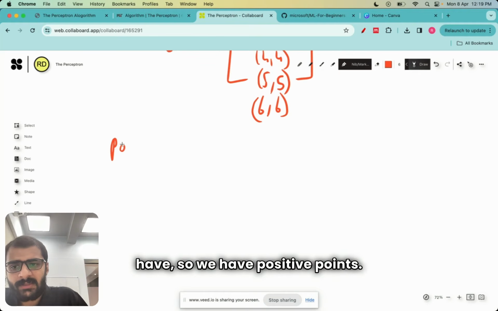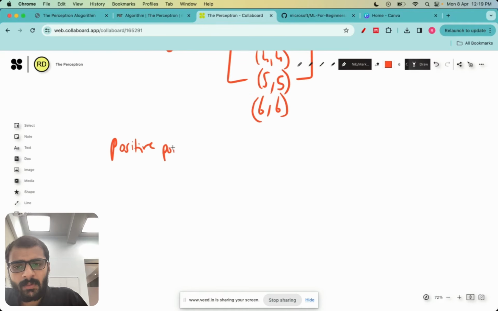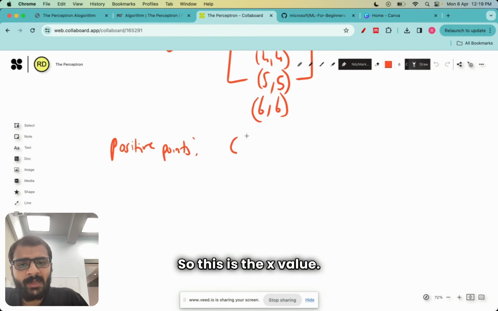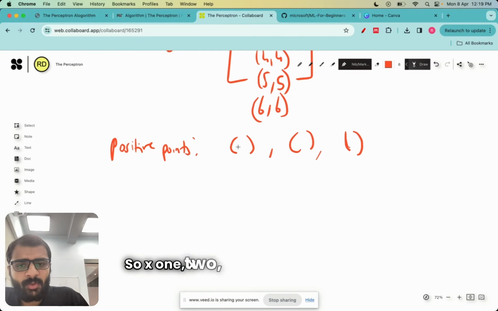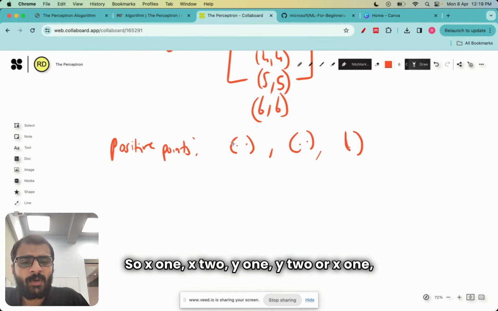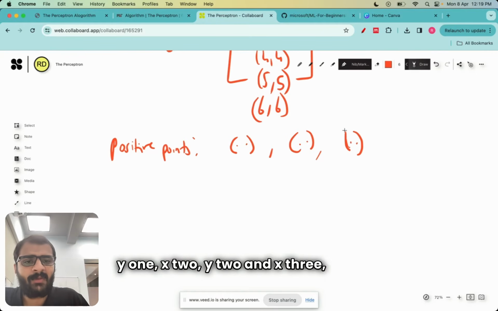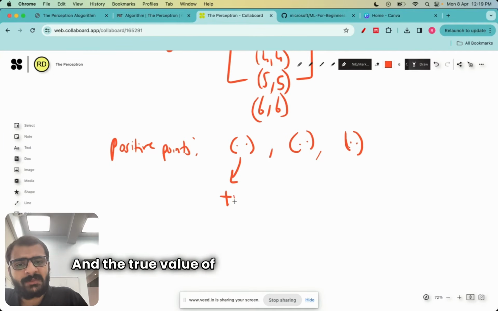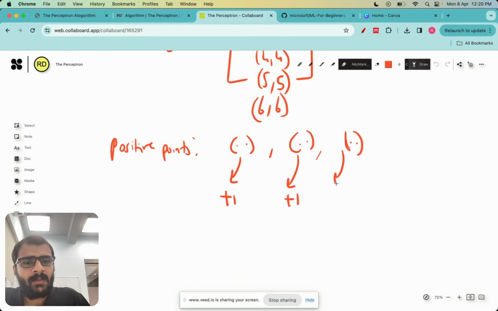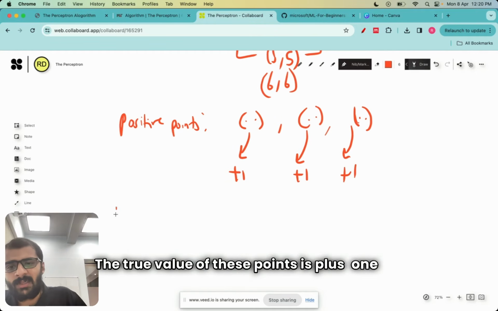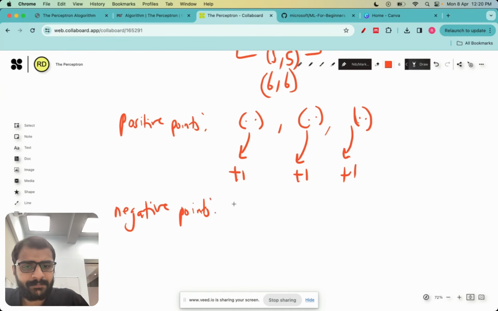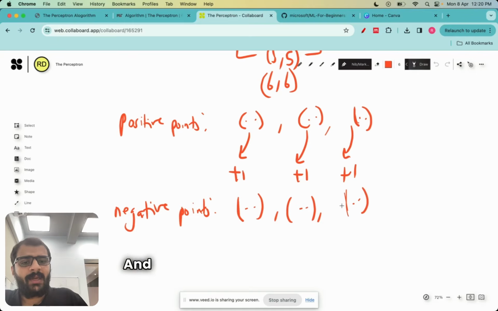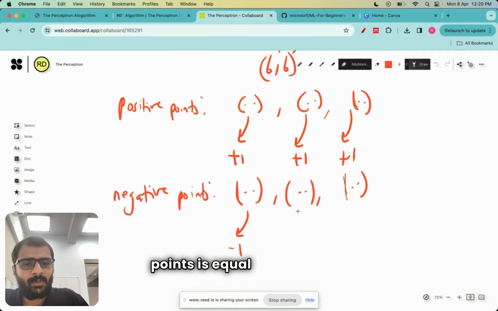we have positive points. So this is the x value. Let's say we have three x values, or the coordinates. So x1 comma y1, x2 comma y2, and x3 comma y3. These are the points, and the true value of these points is plus 1, right? The true value of these points is plus 1, and the negative points are also three negative points, and the true value of these negative points is equal to minus 1.